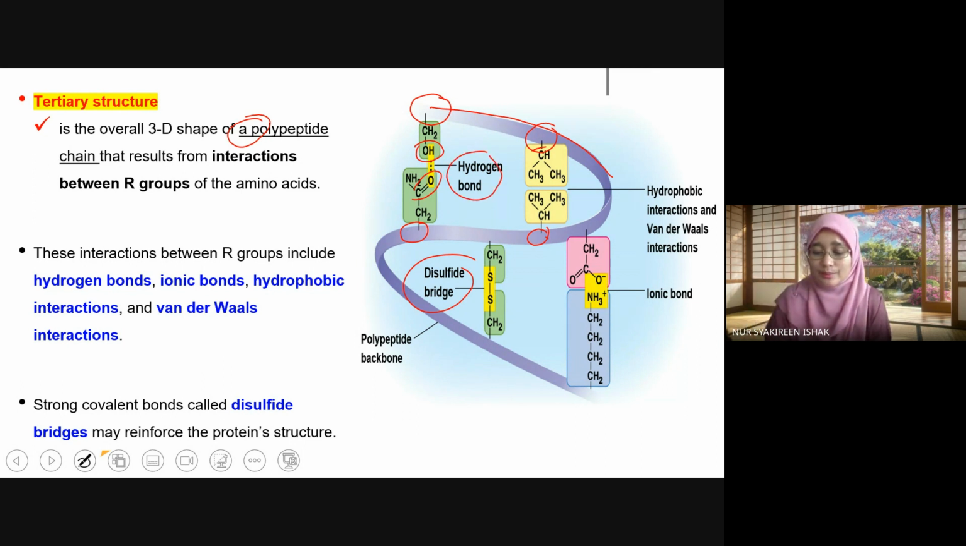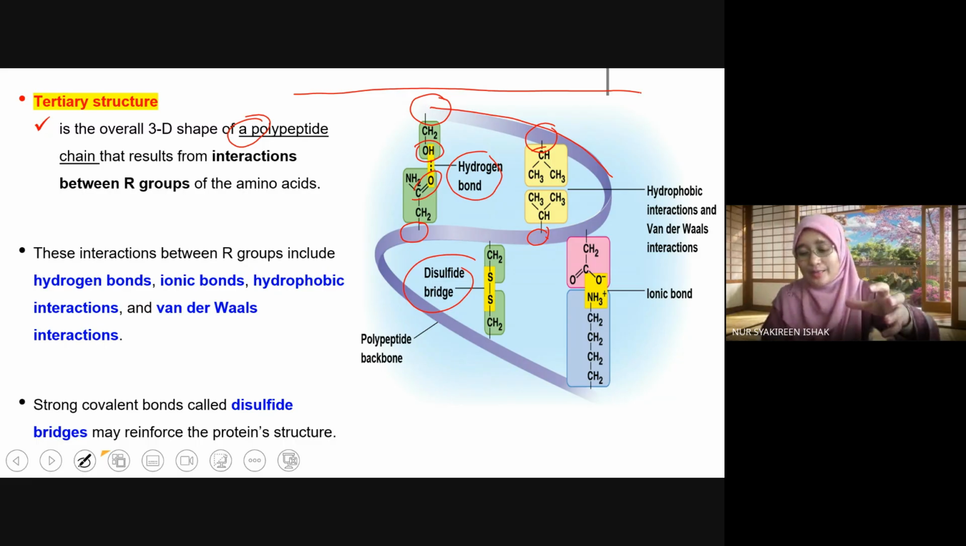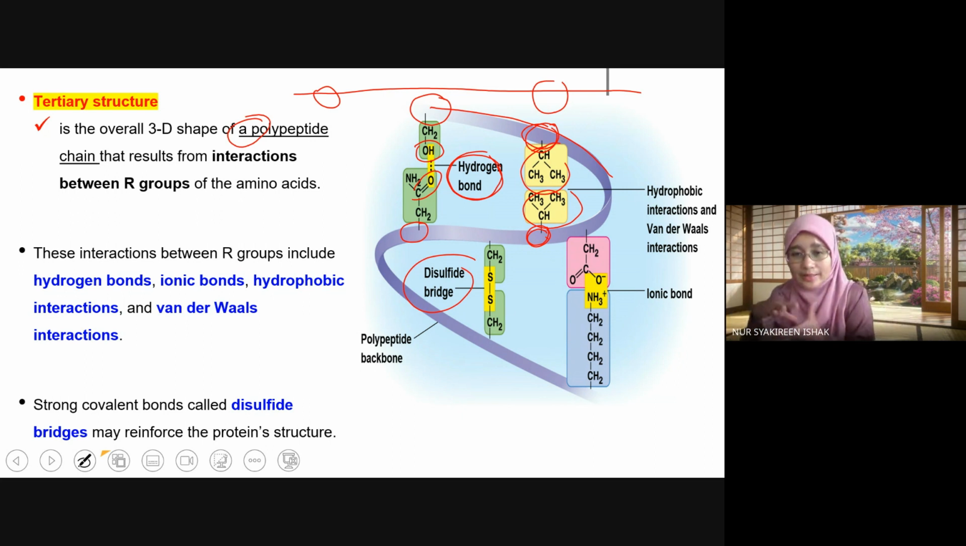So asalnya polypeptide tu dia straight kan kalau primary structure. So bila dia jumpa kan one amino acid along that polypeptide chain, it also meets up with another amino acid that has a polar side chain. It leads to the formation of hydrogen bonds. So this causes the protein to fold into a specific shape. And here you see that this amino acid and this amino acid have hydrocarbons. So hydrocarbons and another hydrocarbon form an interaction which is hydrophobic interaction. Okay, hydrophobic interaction because the side chain consists only of carbon and also hydrogen.